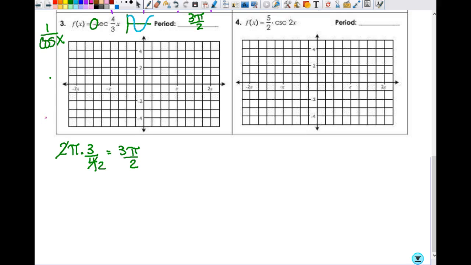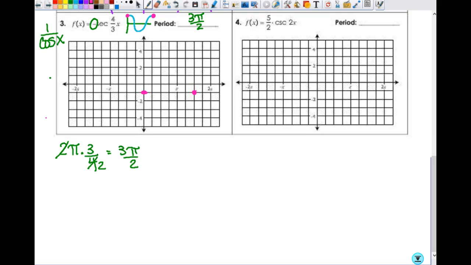At 0, cosine goes to 1, right? So I would be at 0, 1. There is no vertical stretch or compression, but there's a reflection, so where does this really go? Negative 1, okay? And that's an actual point. Then I go to the end of the period. The end of the period on cosine always has the exact same y value as the beginning of the period. So I go to 3 pi halves and have the same y value, which is negative 1.